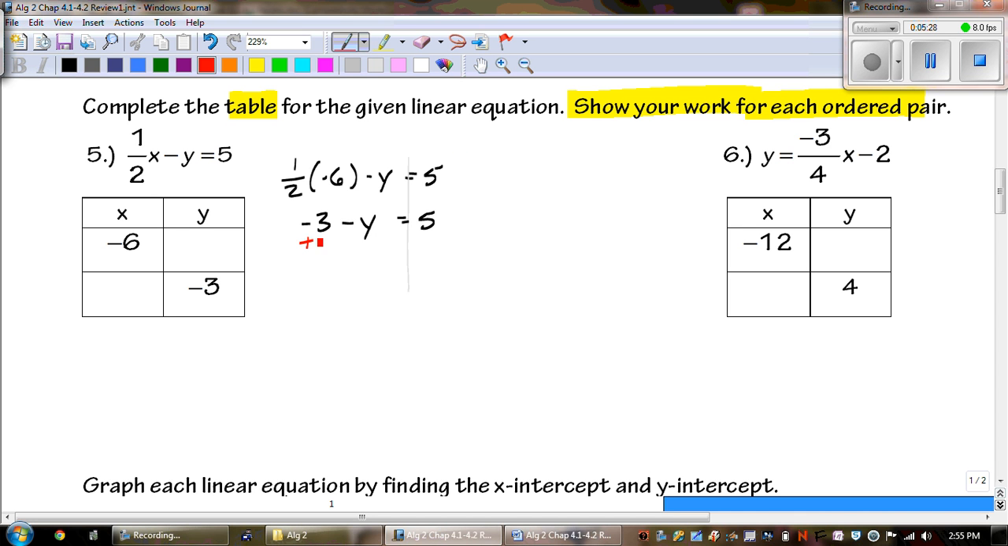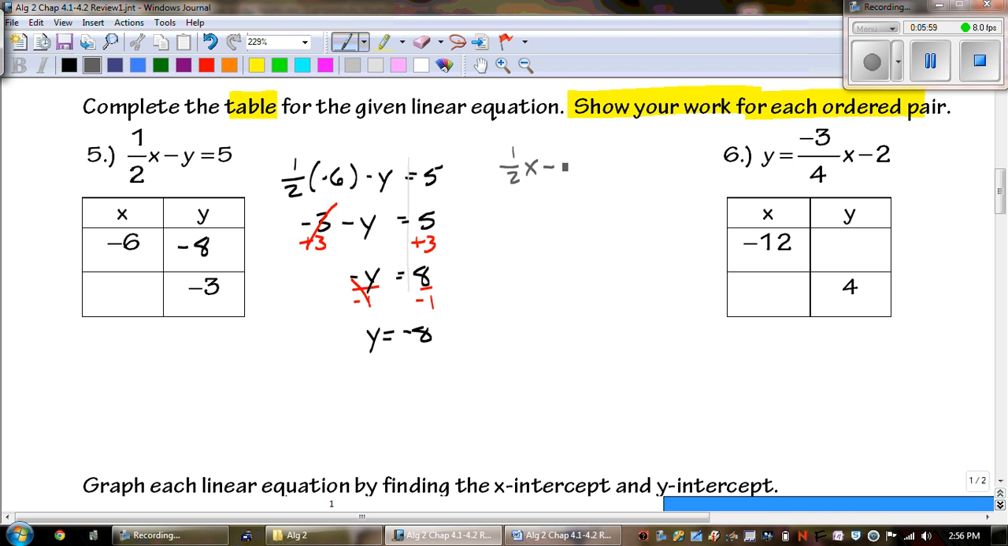Now to get the y by itself, we have to follow the rules of SADMEP, so we're adding 3 to both sides. And then we get negative y equals 8. And now the y is not by itself. We have to divide by a negative 1, and then we get y equals negative 8. Sweet. Well, that's our first one, so now we have to do the second one.